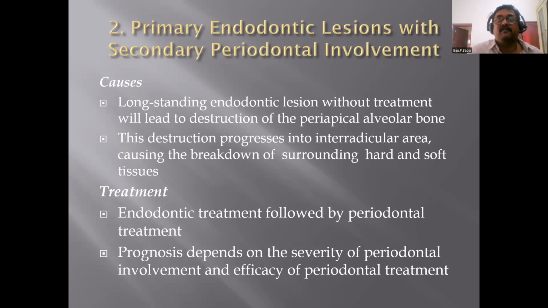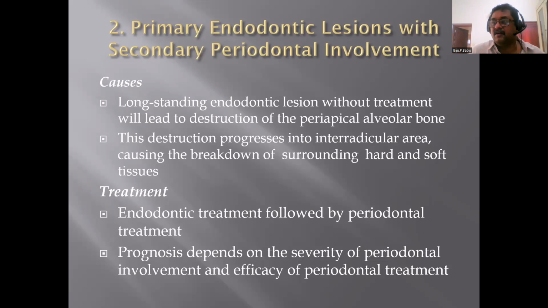Now, usually if it is very mild, it has just progressed into the apical area, you do endodontic treatment and evaluate the periodontal condition. That healing will occur by itself. Prognosis depends on the severity of the periodontal involvement. If the periodontal condition is not resolving, then only you have to go for your periodontal treatment.